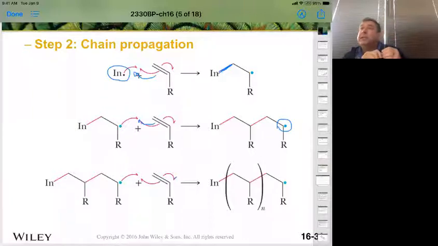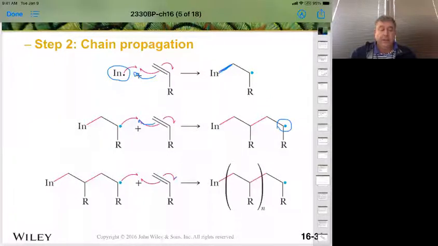So is propagation self-perpetuating, or does it require a catalyst? Good question. Propagation is self-propagating. You do not need a catalyst. You need to initiate your initial radical, but that radical is just going to keep going until you run out of double bonds to play with. Okay?